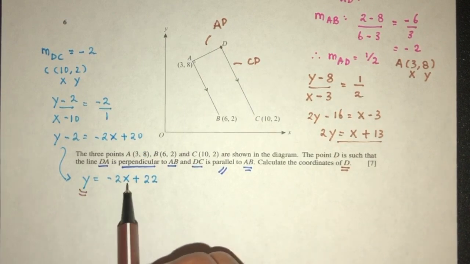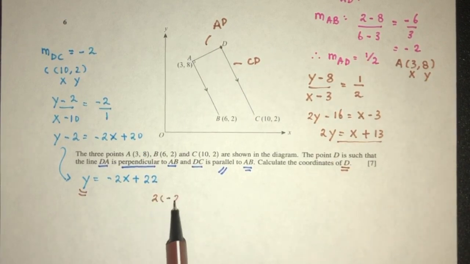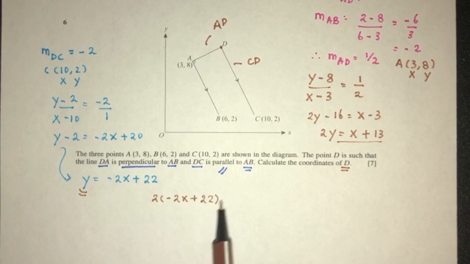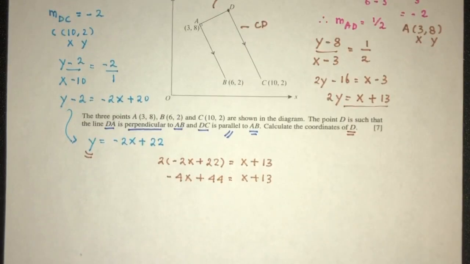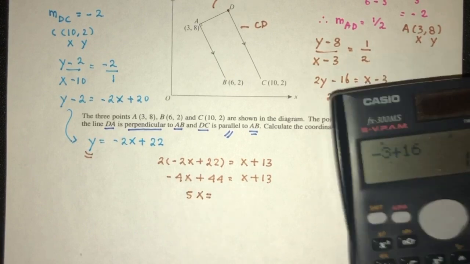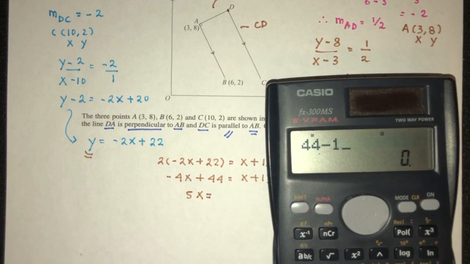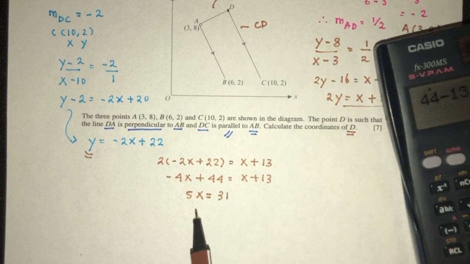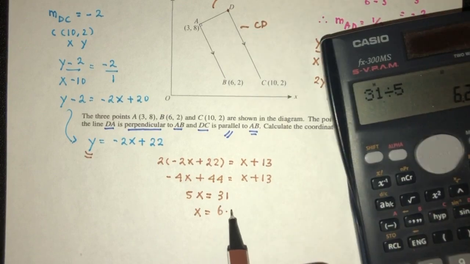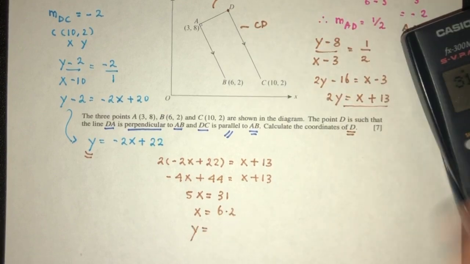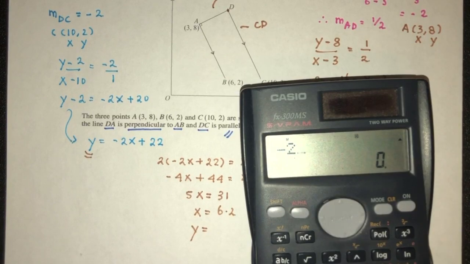So here we have y. We can replace directly in here. You have 2 times y, which is this value, so that'll be minus 4x plus 44 is equal to x plus 13. Let me send this over here. You will have 5x. And what is this going to be? 44 minus 13, that should be 31. x will be 31 divided by 5, that will be 6.2. And y will be the value of minus 2 times the answer, plus 22.